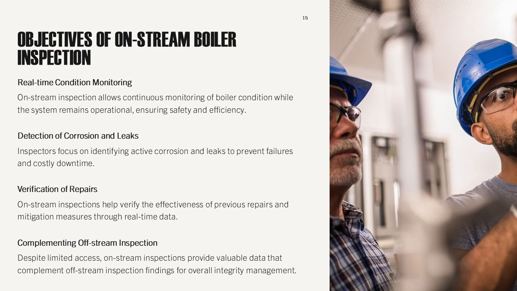The primary objective of on-stream inspection is to monitor boiler condition while maintaining operation. Inspectors focus on detecting active corrosion, leaks, abnormal vibrations, temperature excursions, and changes in operating parameters. On-stream inspections support early identification of deterioration trends and help verify the effectiveness of previous repairs or mitigation measures. While access is limited, on-stream inspection provides valuable real-time information that complements off-stream findings. This section clarifies the role of on-stream inspection within an overall integrity management strategy.